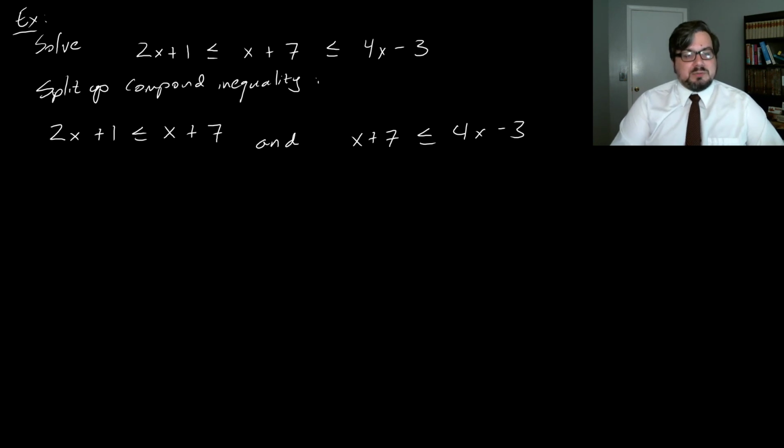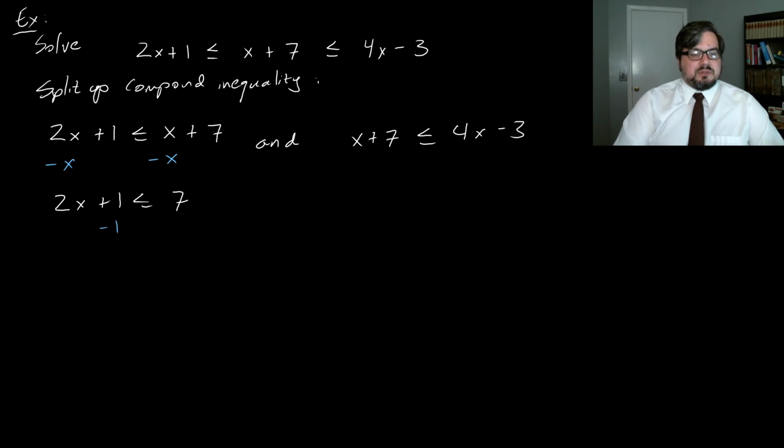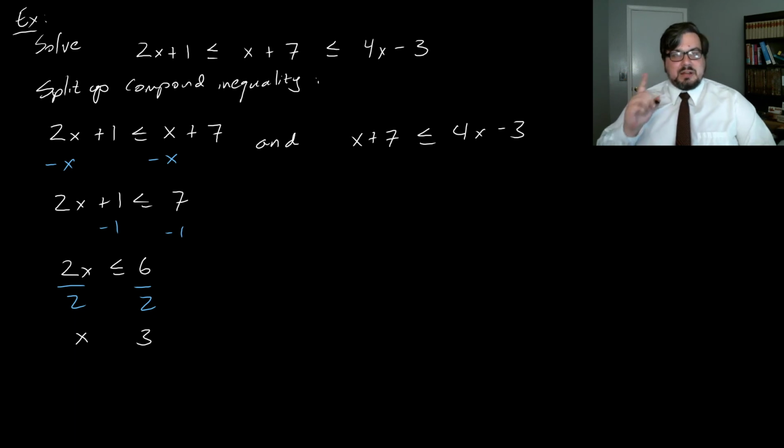We can solve 2x plus 1 is less than or equal to x plus 7. We can get the x's on one side, subtract x from both sides, get 2x plus 1 is less than or equal to 7, subtract 1 from both sides, get 2x is less than or equal to 6, and then divide both sides by 2. We check to say, did we multiply or divide by a negative number? We didn't. It was a positive number, so the inequality stays the same. So the first inequality in our compound inequality became x is less than or equal to 3.